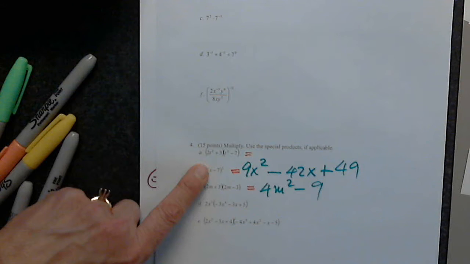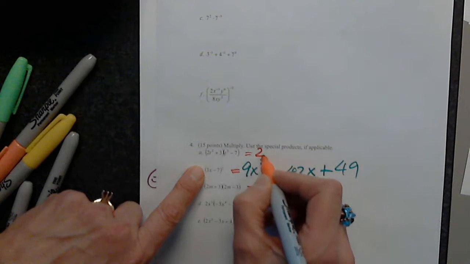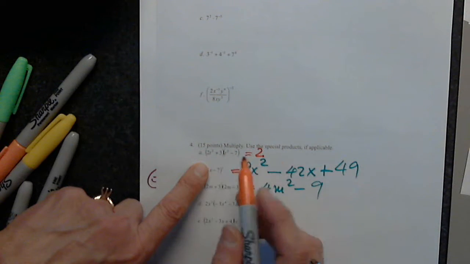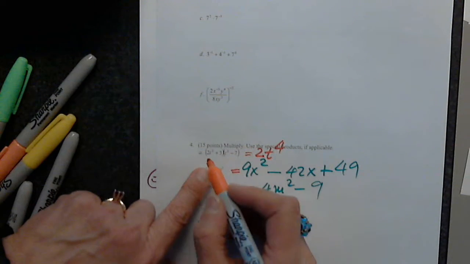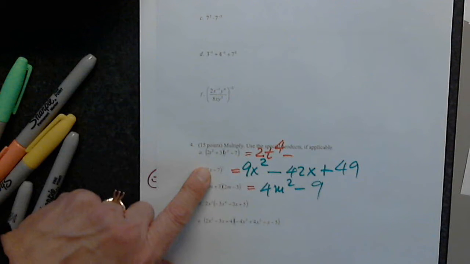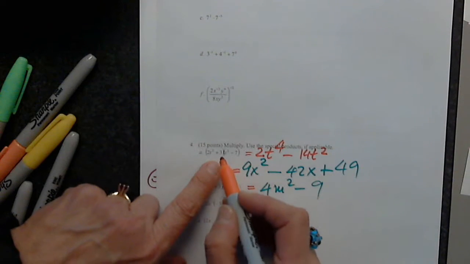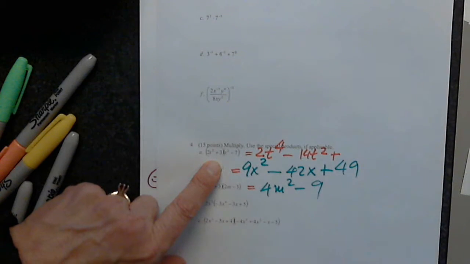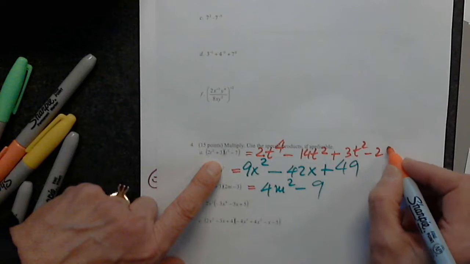T to the 4. So when I multiply 2 by 1, I get 2, and then t squared times t squared is t to the 4. Copy the base, add the exponents. Good. 2t squared times negative 7 is negative 14. Very good. Now 3 and t squared plus 3t squared. And then 3 times negative 7, negative 21.